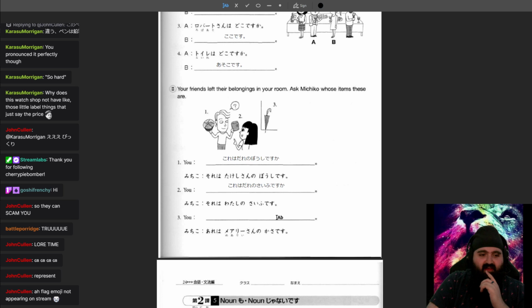Perfect. Flag emoji not appearing on stream. Yeah, I don't know what it is, because I've definitely allowed, like, it's not like I'm disallowing emojis, right? I'm genuinely very, very confused.